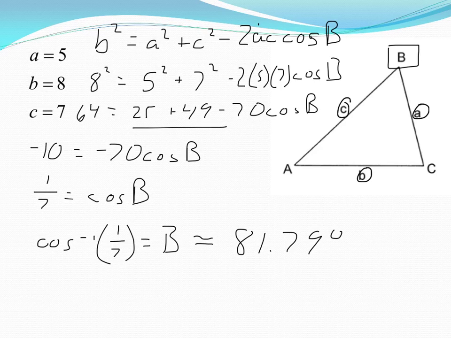Now you would have some options to move forward and find the other angles. You could use the law of sines. However, I believe the most accurate and easiest method of finding the next angle, either A or C, is to use the law of cosines a second time. Once you have two of the angles, then you can go ahead and subtract from 180 degrees to find the third angle.